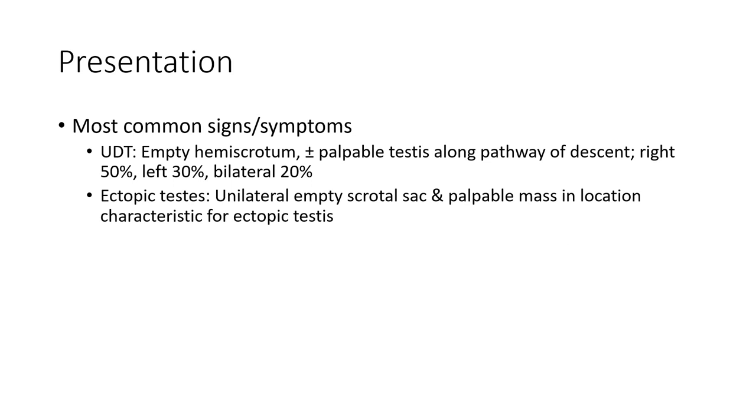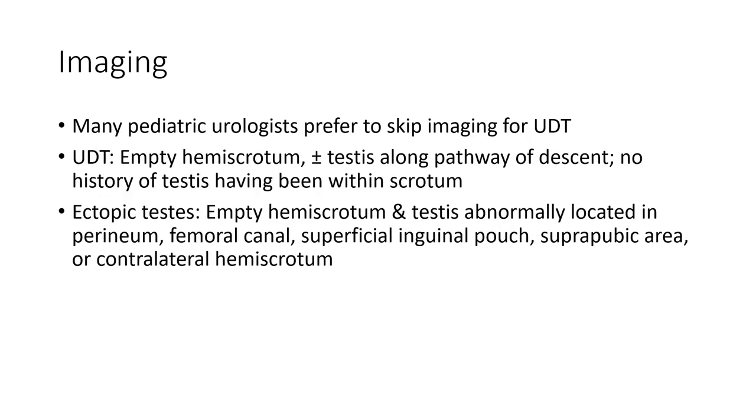The most common sign and symptom of UDT is an empty hemiscrotum, plus or minus palpable testes along the pathway of descent: right 15%, left 30%, bilateral 20%. Ectopic testes present with a unilateral empty scrotum and a palpable mass in a location characteristic for ectopic testes.